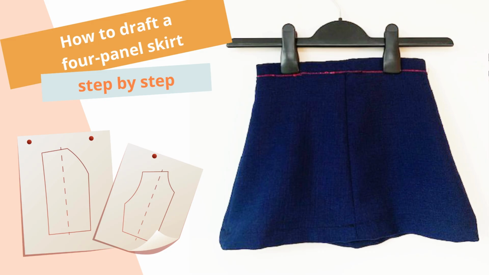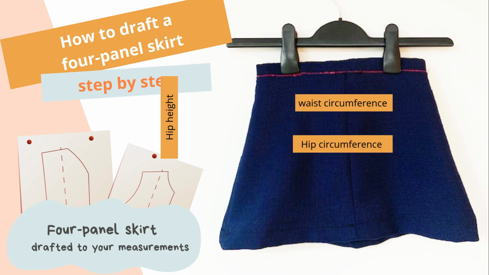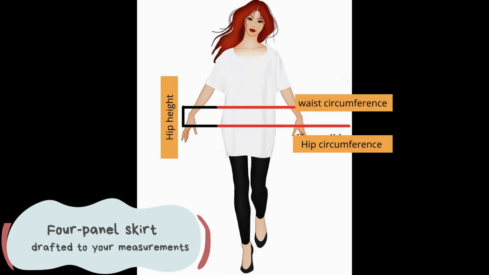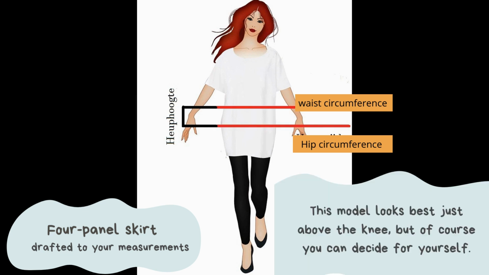In this video, I'll show you how to draft a 4-panel skirt to your measurements. For this pattern, you'll need the following measurements: your waist circumference, your hip circumference, your hip height, and your skirt length. You measure your waist circumference at the narrowest part of your body, your hip circumference at the widest part, and the hip height is the distance in between, so the distance from your waist to your hips. The skirt length is simply the length of the skirt, however long you want it to be.